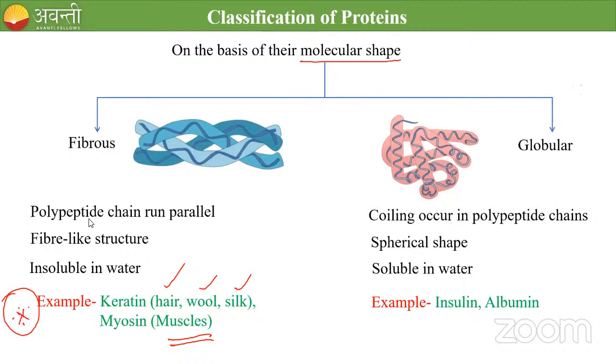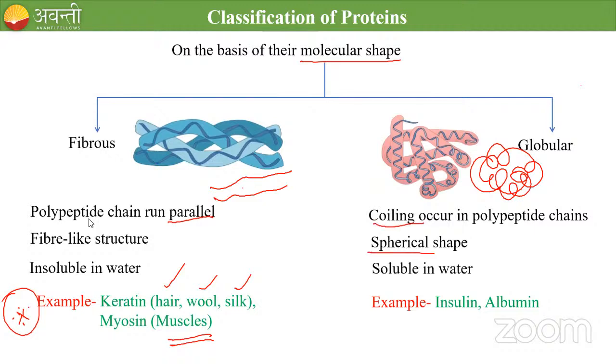Shall we go for the next one? Next classification. I have discussed all the points under fibrous and globular. Each one is important. Here the chain runs parallelly. And here they are coiling around and forming a globe kind of structure, the spherical shape. And here it is a fiber-like structure. Got it? Students, shall we go for the next?